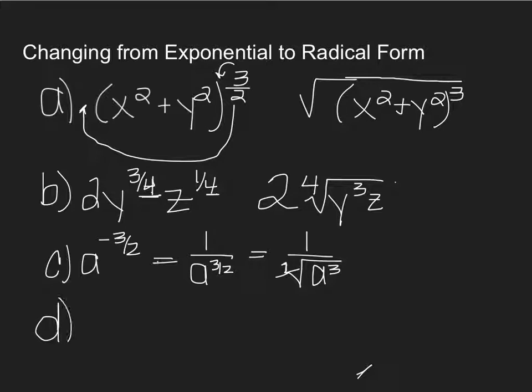Let's take a look at one final example here. We have x to the 0.2 power. Note that you can write 0.2 as a fraction, and that is 1/5. So we have x to the 1/5 power, which in radical form is the 5th root of x.